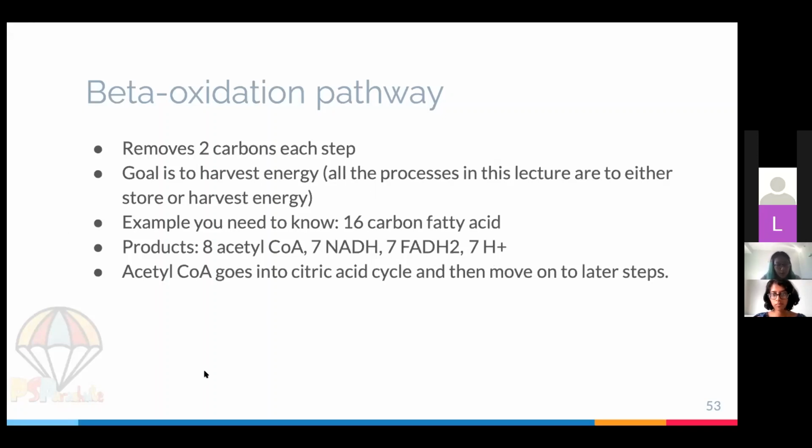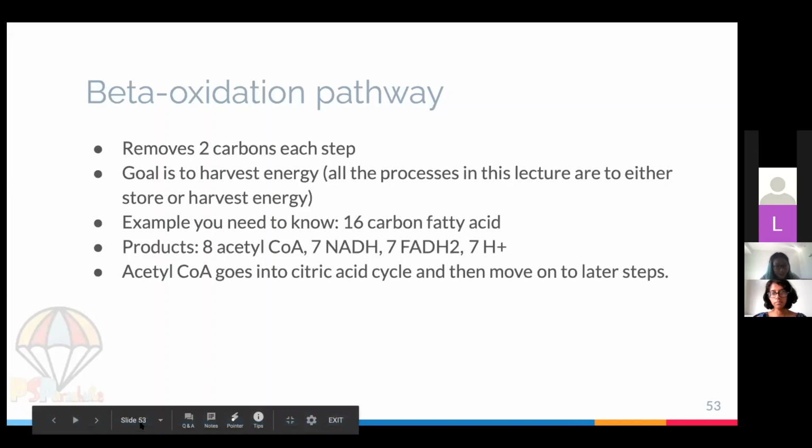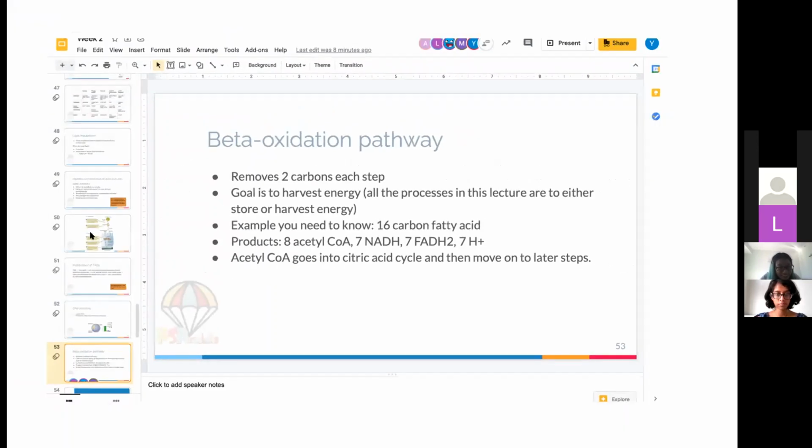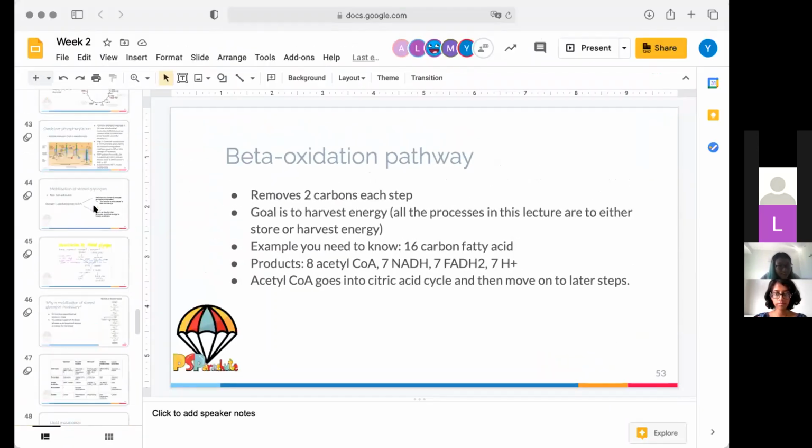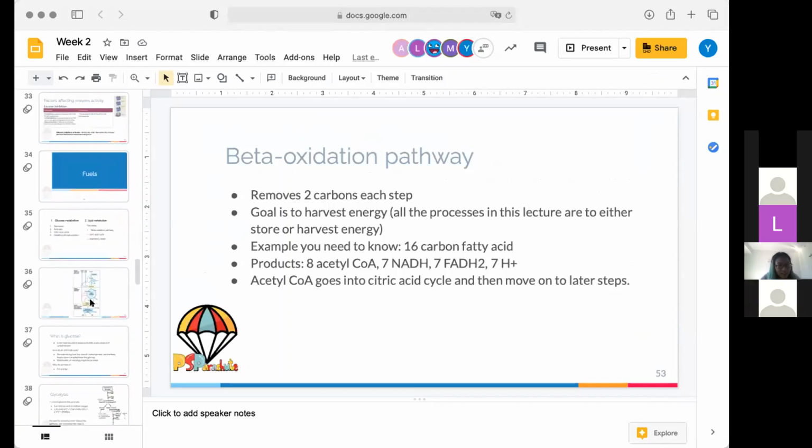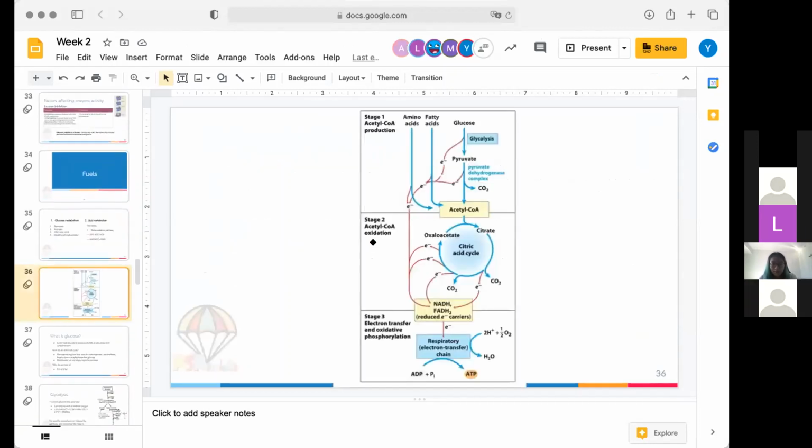If we go back to our diagram, that is why I have this diagram here. No matter what it is, it might be glucose, it might be fatty acids, the metabolism all converges when it produces acetyl-CoA, and then this acetyl-CoA goes into the citric acid cycle, and they all go through this same process.